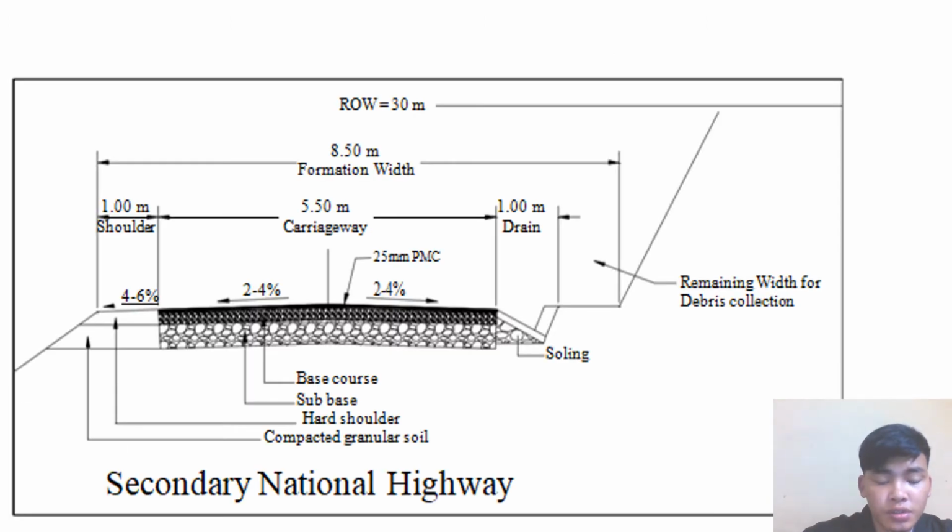This is the cross-sectional diagram of secondary national highway. Secondary national highway connects Dzongkhag centers. It provides connectivity between 2 Dzongkhag centers.